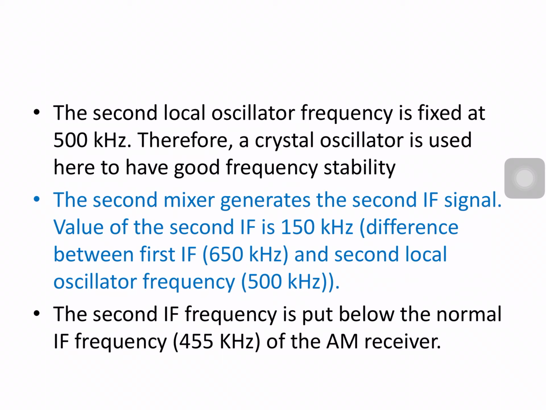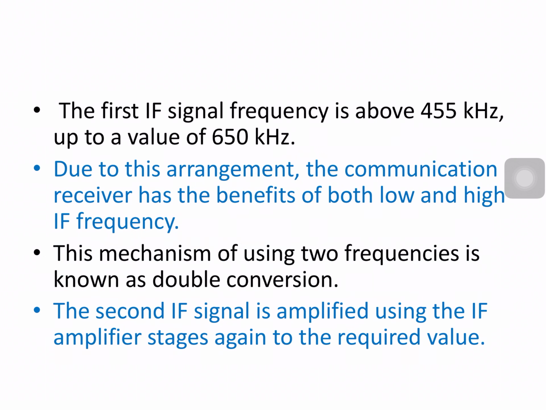Now the second IF frequency is put below the normal intermediate frequency, which is 455 kilohertz of the AM receiver. The first IF signal frequency is above 455 kilohertz, up to a value of 650 kilohertz. Due to this arrangement, the communication receiver has the benefit of low and high IF frequency. So this mechanism of using two frequencies is known as double conversion. Here the difference is used, that's why it is called double conversion.